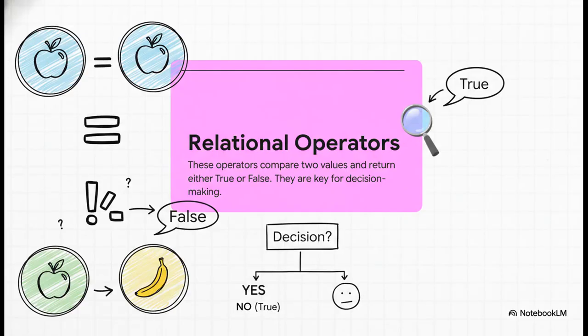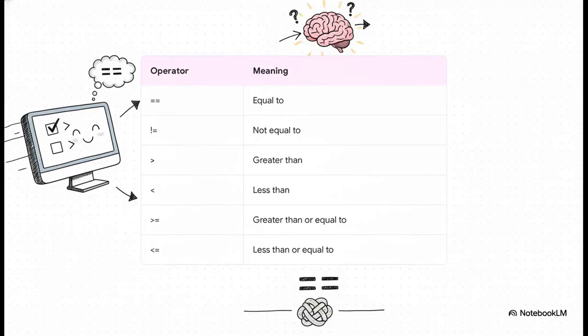So now we can store stuff and we can do math. But the real magic, the real power, comes from being able to ask questions. And that's where relational operators come in. They are the heart of making decisions. They just compare 2 things and always give you a simple, clean answer, either true or false. And this is exactly how we do it. Is your score greater than 90? Is the password you just typed in equal to the one we have saved? The computer can answer these questions instantly, but look really closely at equal to. It's a double equal sign, and trust me, that difference is absolutely crucial.